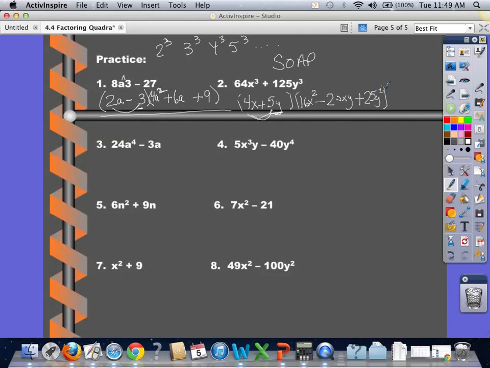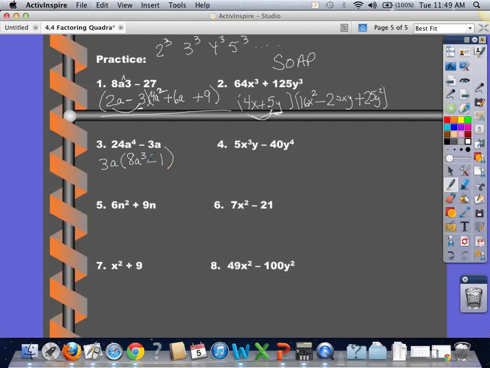All right? So another one. Again, if you can possibly, GCF, you need to try that first. I'm looking at this one. I see a 24 and a 3. So I know 3 comes out, and so does an a. That leaves me with 8a cubed minus 1, since 3a divided by 3a is 1.